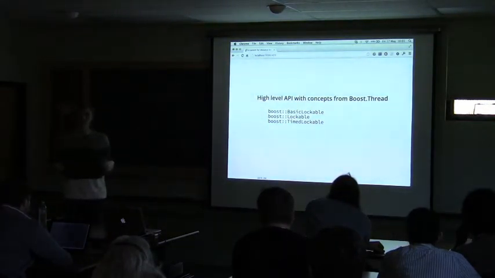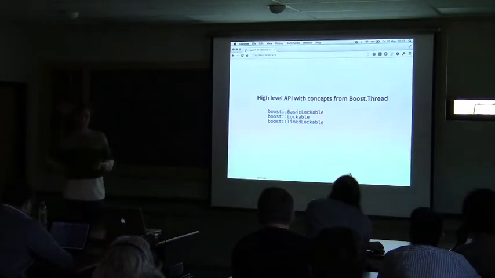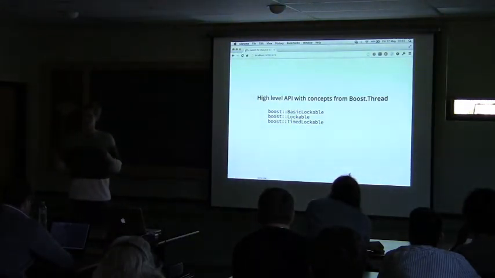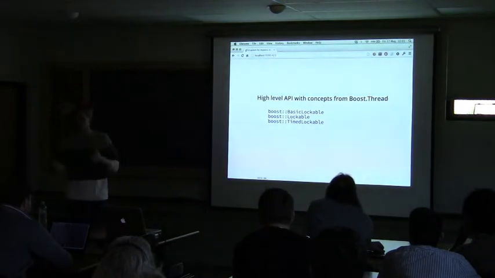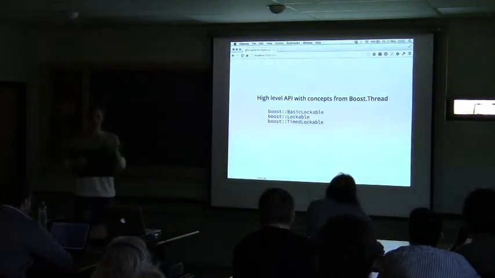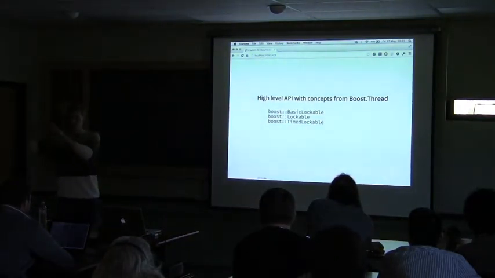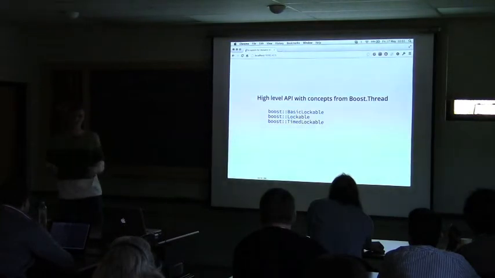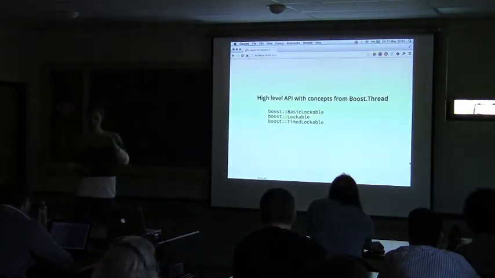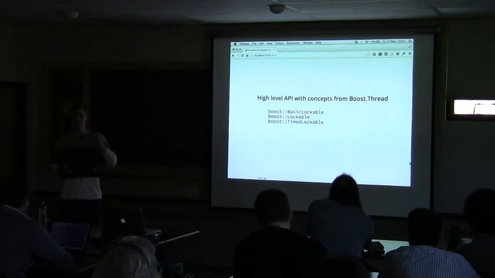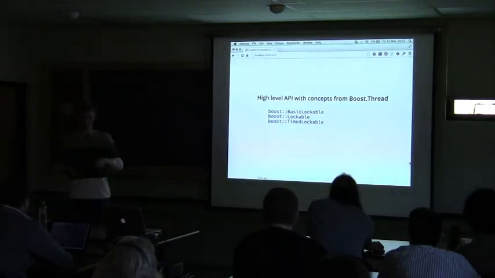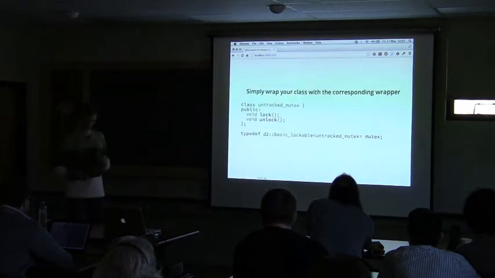A basic lockable is any object that has a lock and an unlock method. A lockable is a basic lockable with a try lock method returning a Boolean. That means whether the acquirer has succeeded. And a timed lockable is a lockable with a try lock for some time duration and a try lock until some time point that does the obvious. So any synchronization primitive that models any of these concepts will be trivial to track with D2.